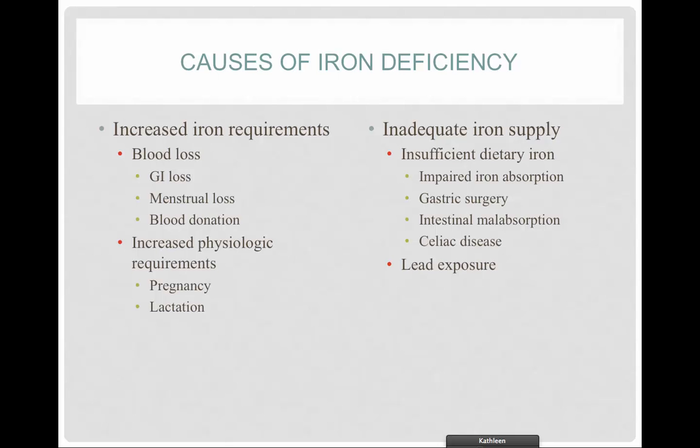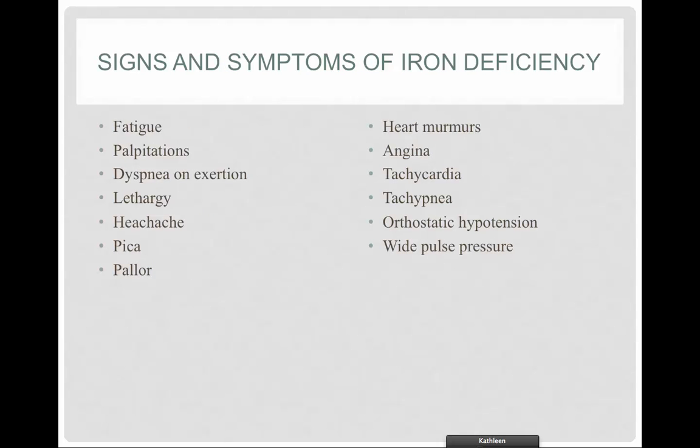Intestinal malabsorption: celiac disease causes iron deficiency anemia by reducing iron absorption. And lead exposure also causes iron deficiency anemia. Signs and symptoms of iron deficiency anemia are fatigue, palpitations, dyspnea on exertion, lethargy, headache, pica, which is an eating disorder characterized by the desire to eat non-nutritive substances like starch, clay, ashes. And this can be due to increased lead absorption.